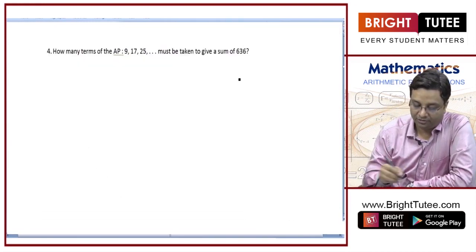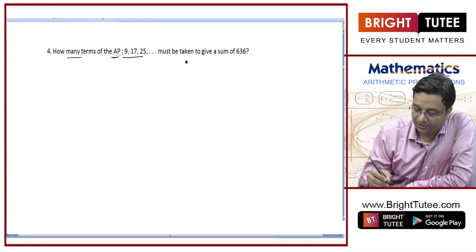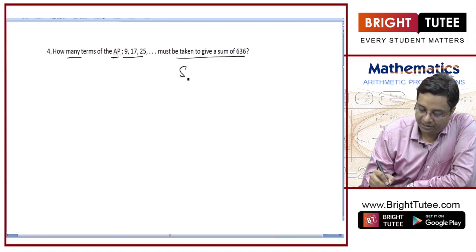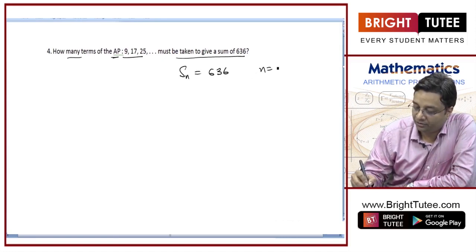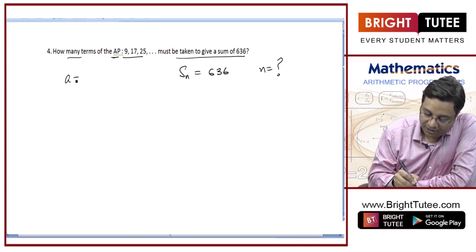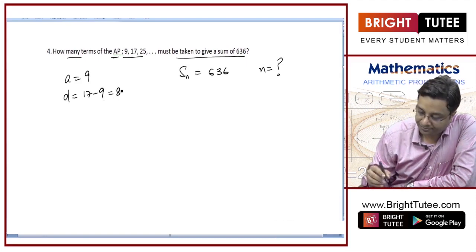Okay, let's look at this question now. How many terms of the AP must be taken to give a sum of 636? So let us say n terms will give a sum of 636. So now we have to calculate the value of n, right? What is the first term here? 9. What is the common difference? 17 minus 9, which is equal to 8.